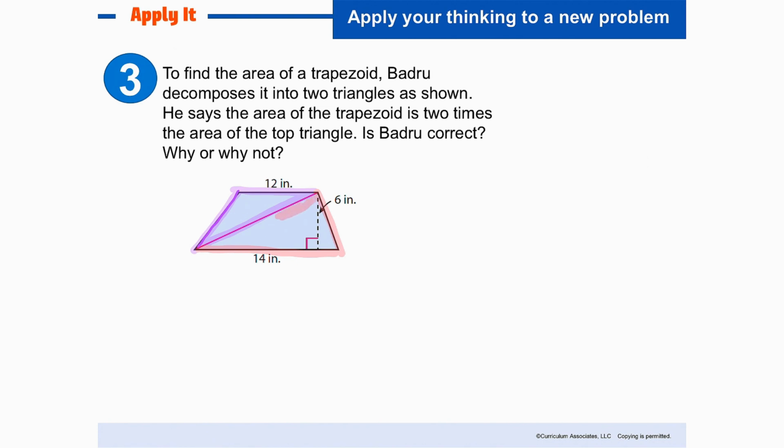is this red triangle. Now, Badru says that if I find the area of the purple triangle and I multiply it by 2, if I double it, it'll be the same thing as the red one. Now, that would be true if this purple triangle were the same shape as this red triangle, but as you can see, they're not the same measurement, they're not the same shape. So Badru is not correct. He's not correct because you cannot multiply the purple triangle to get the area because the red triangle is a different shape, so it wouldn't work. Okay.